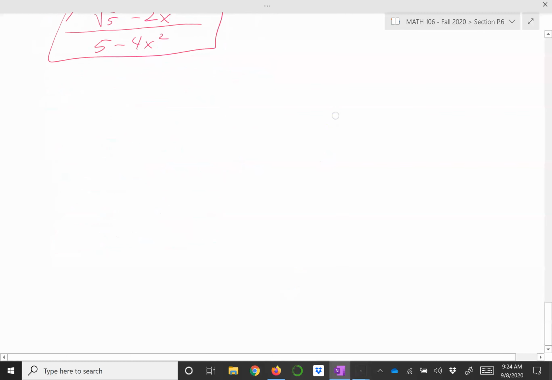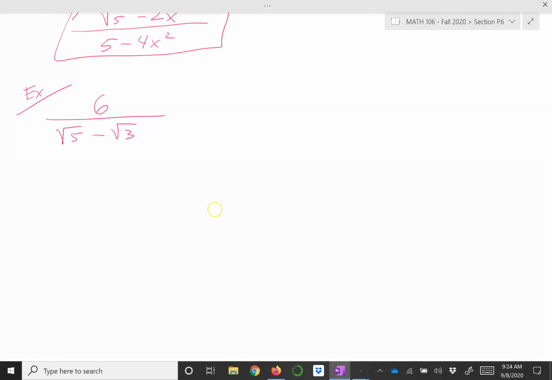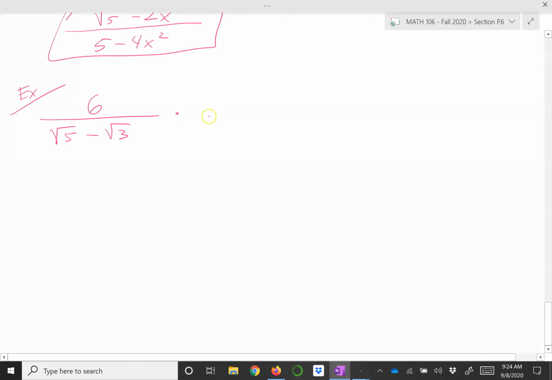All right, let's look at one more. What do we got? Oh, here's a good one. 6 over. No variables in this one. So this just has 2 radicals in the denominator. Not a big deal. Again, we're going to multiply by the conjugate. So that's the square root of 5 plus the square root of 3. And then that's what's going to be in the numerator.